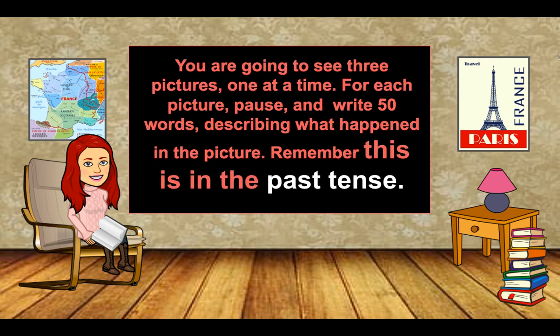Don't say went. You're going to see 3 pictures one at a time. You're going to pause after each so you have time to write. And you're going to write 50 words for each paragraph, describing what happened in the picture. Remember, this is in the past tense. This is not happening now. This happened before. That's a change from last year.